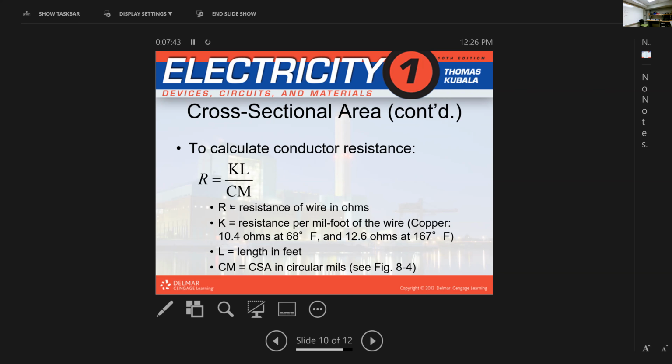You have to know, when you're going to calculate the resistance of a piece of wire, what temperature we're at. So you would put the K factor in there. The K would either be 10.4 or 12.6 at this point, from what they're telling you. You'll see that go up to 12.9 at one point at a higher temperature, but it'll always be given. So the K factor would be this or this. L is going to be the length in feet of the wire, and CM is going to be the circular mils of a particular wire size, and you get that off of a chart.